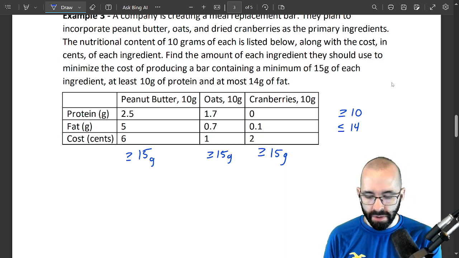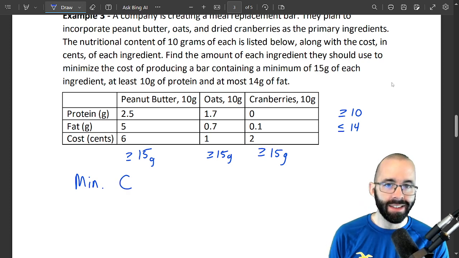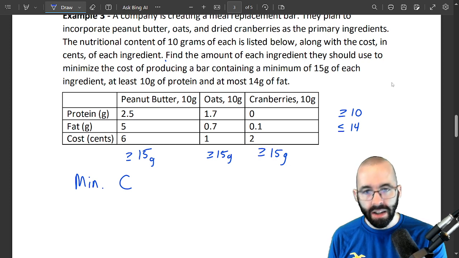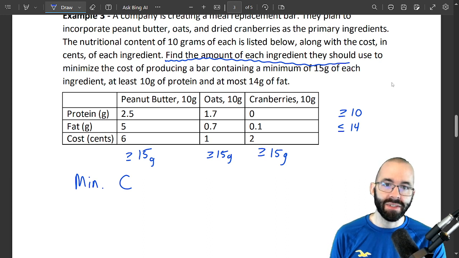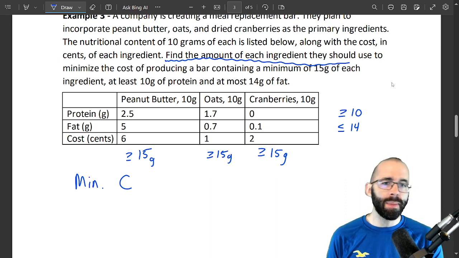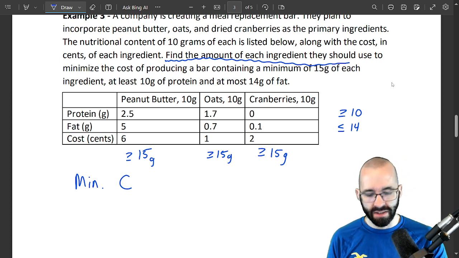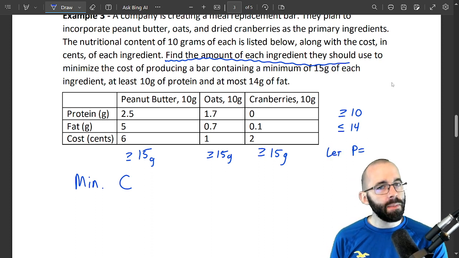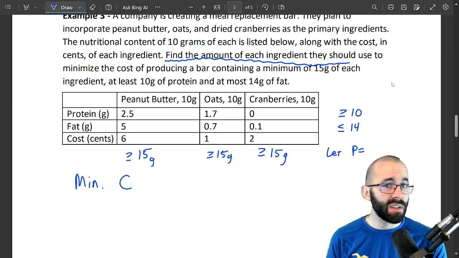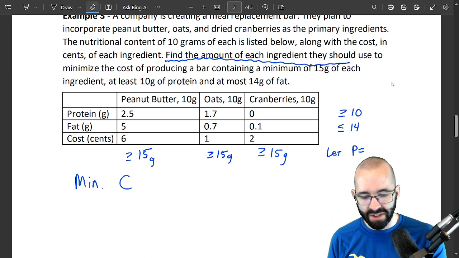Cool. So what are we trying to do? Trying to minimize the cost. What's the cost? Oh, I jumped the gun. What are our variables? Find the amount of each ingredient they should use. That's the variables. Okay. Now you've got a couple options here. Let's use P, O, and C. Oh, let's not use P, O, and C. We're using C for cost. We'll just use X, Y, and Z. Why not?